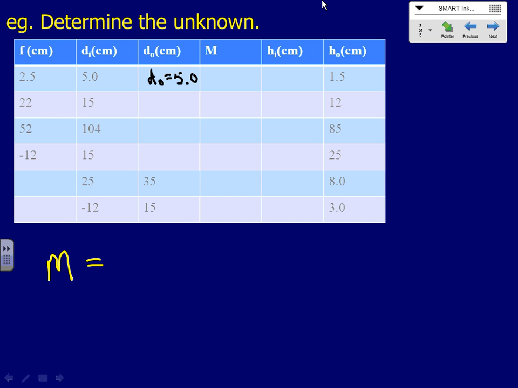What equation do you want to use to find M? I don't have HI, so I can't use HI over HO. Negative DI over DO, because I have DI and DO. Negative 5.0 over 5.0. That's fun. What do we have for a number? Yep, negative 1. Hey, that's kind of neat.